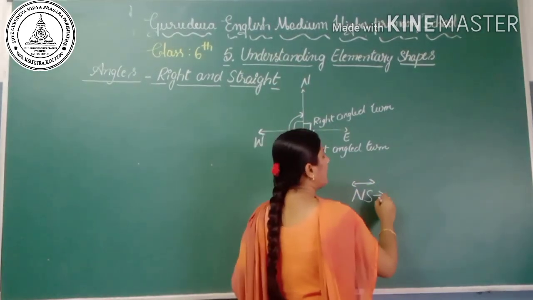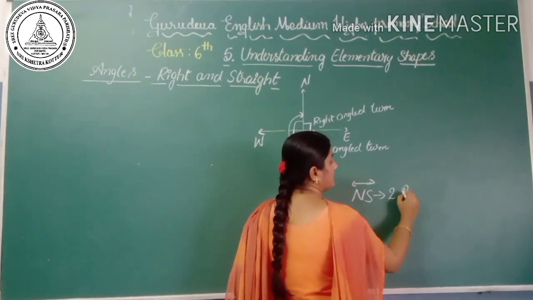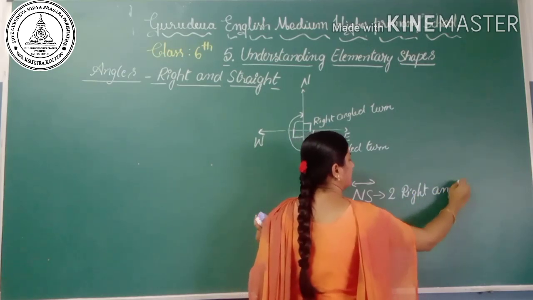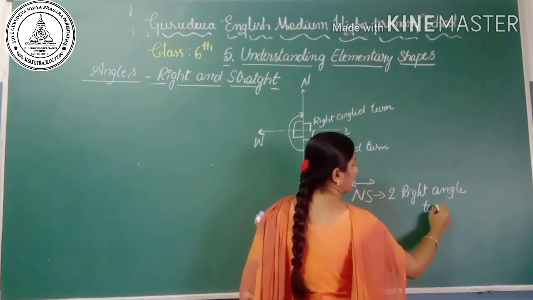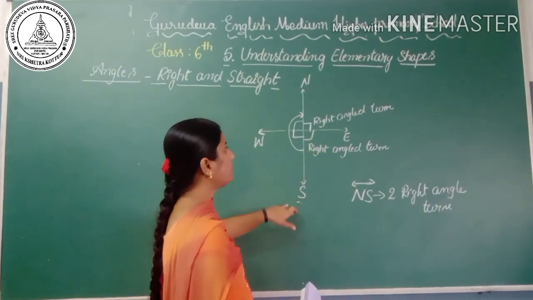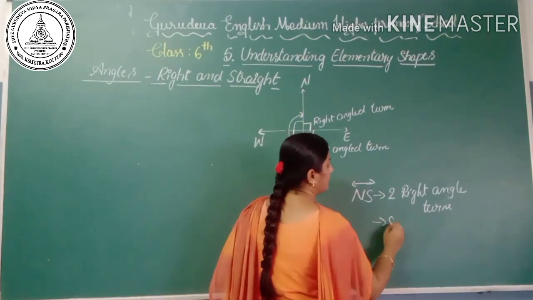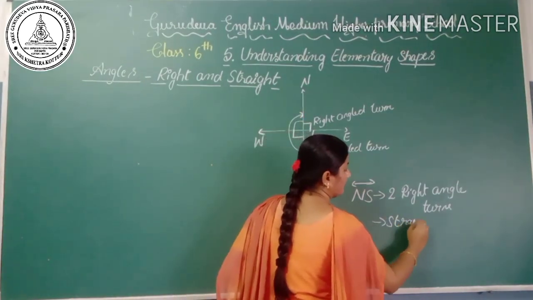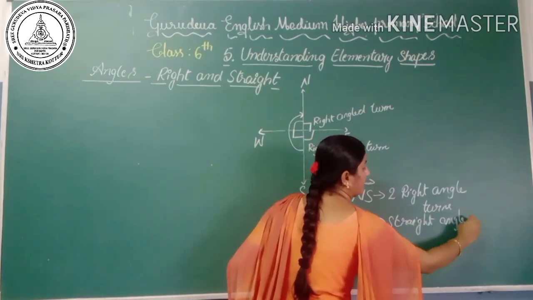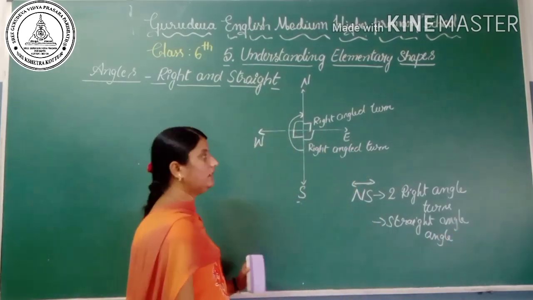NS is the straight line. So you have turned through the two right angles. Two right angle turns, right? So the north to the south turn is called a straight angle. It is a straight angle turn.